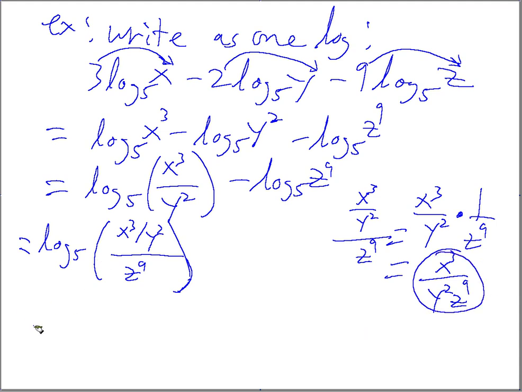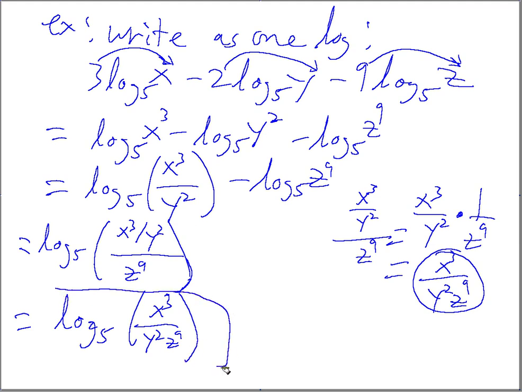So the final answer, if you're writing this whole thing as one log, should be log base 5 of what? x to the 3rd on top, and y squared and z to the 9th on the bottom. Final answer. Alright, so pretty tough problem to go backwards and put it together as one log. Let's go and try another one. Let me go and clear out the screen.